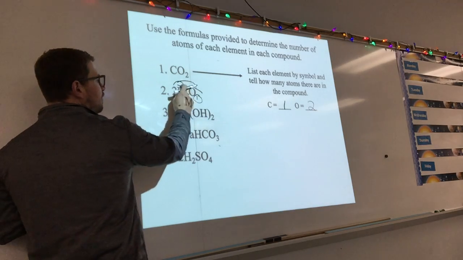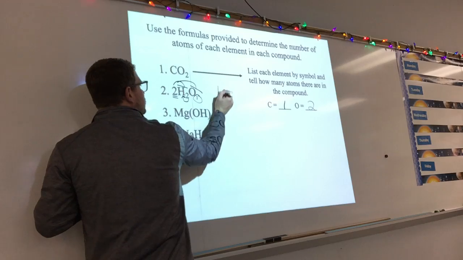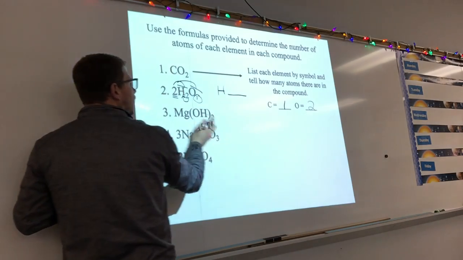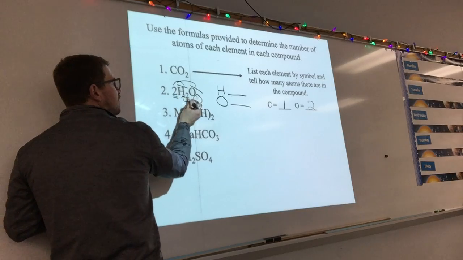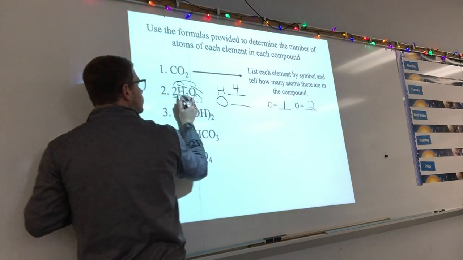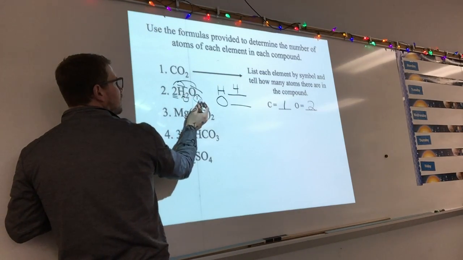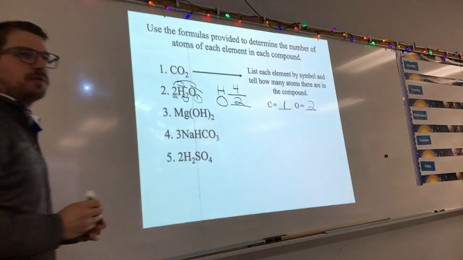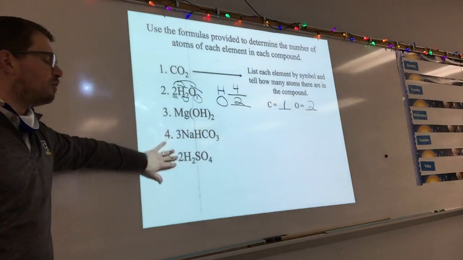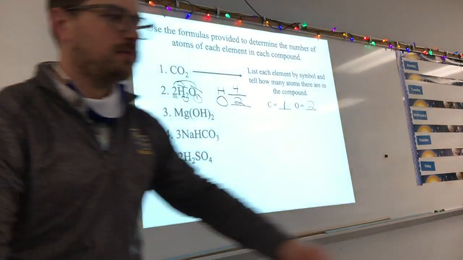I forgot to even list them out. What do we got here? H is hydrogen and O is oxygen. How many hydrogens are there? 4, good. 2 times that 2. And how many oxygens are there? 2. 2 times that 1. And that's how you do them. Try to do those next 3 for me real quick while I put the attendance in the computer.